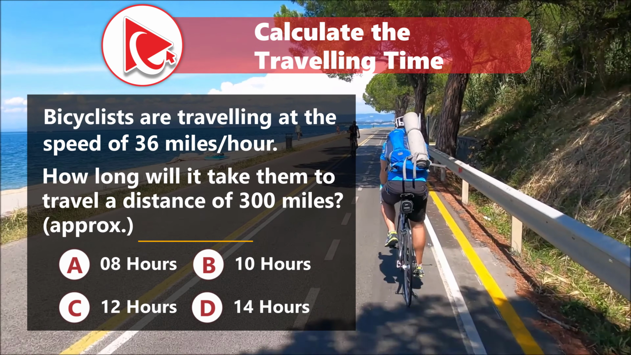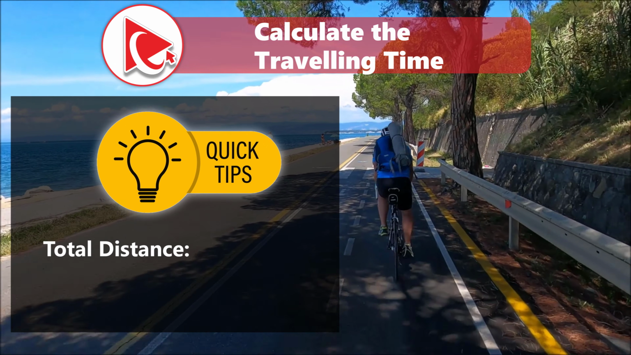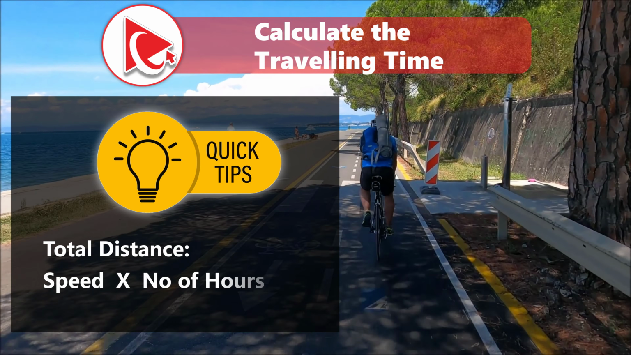Take a close look to see if you know the answer. Let me give you a quick hint to help you. Total distance is calculated as speed multiplied by the number of hours.